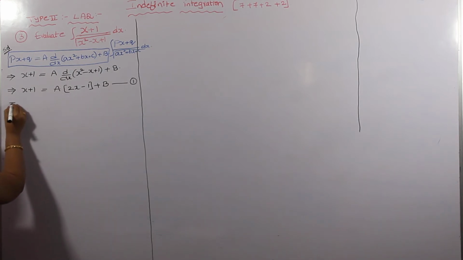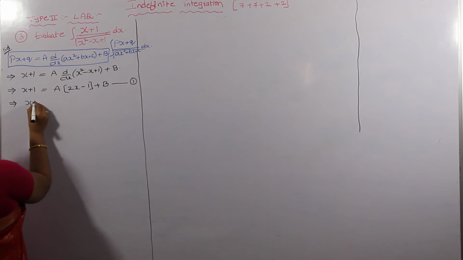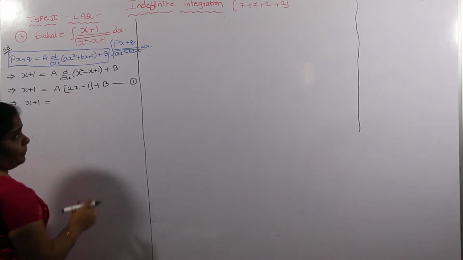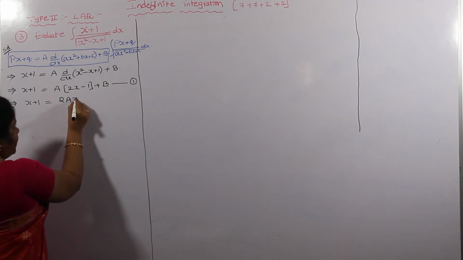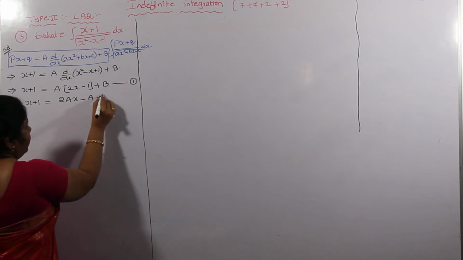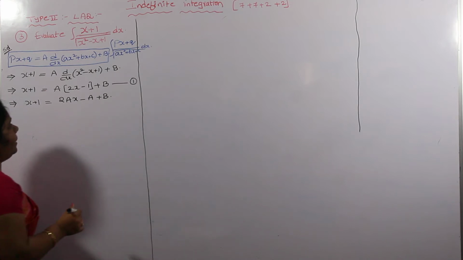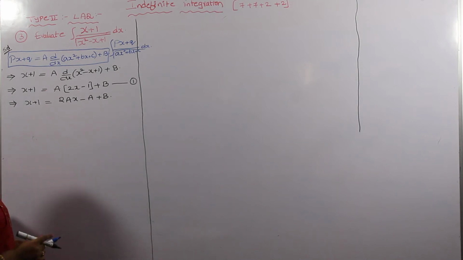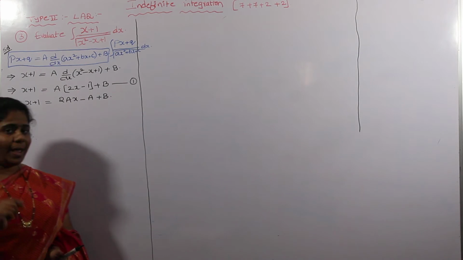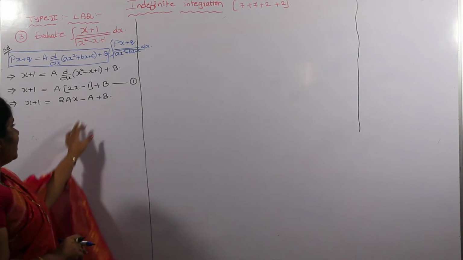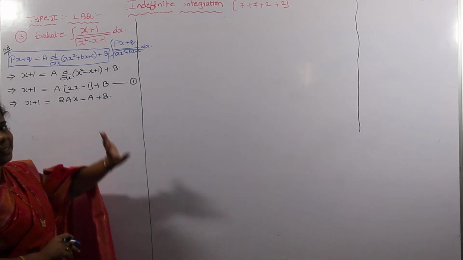That implies x plus 1 is equal to A times (2x minus 1) plus B, that is 2Ax minus A plus B. Here we need capital A and capital B values. How do we get them? By comparing like terms on both sides. Here we have two comparisons: one is the x coefficient, another one is the constant.